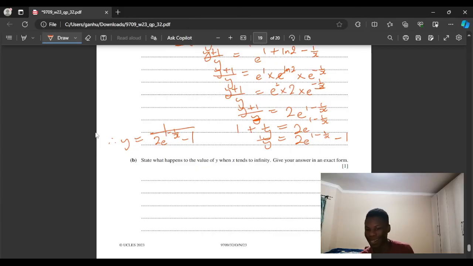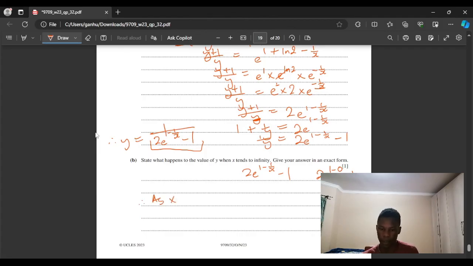Part B. State what happens to the value of y as x tends to infinity. Give your answer in an exact form. So if you look at our denominator here, in the denominator we have 2e to the power 1 minus 1 over x minus 1. If you replace x with infinity, we end up with 1 over infinity. And 1 over infinity is assigned a value of 0. So that will mean you end up with basically 2e to the power 1 minus 0 minus 1 in the denominator, which is 2e to the power 1 minus 1.